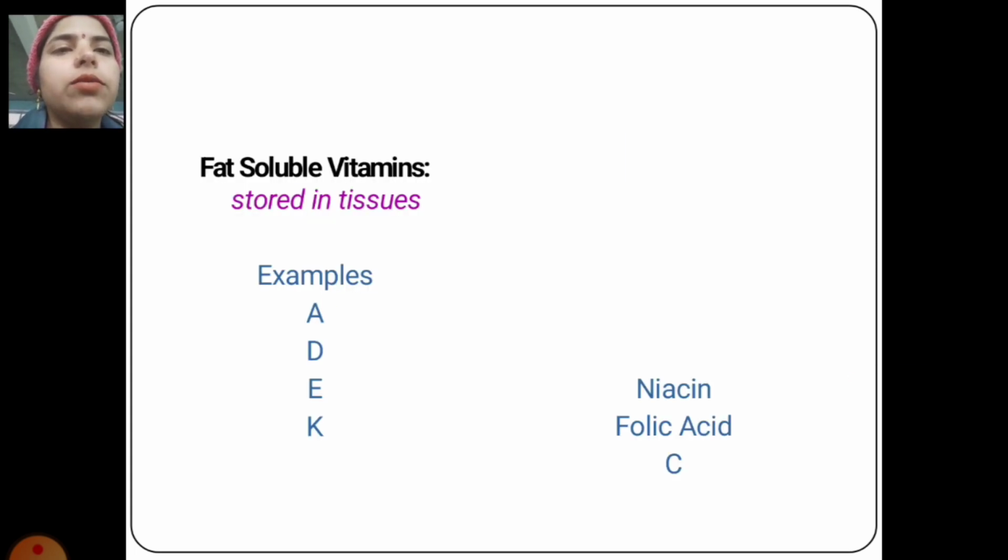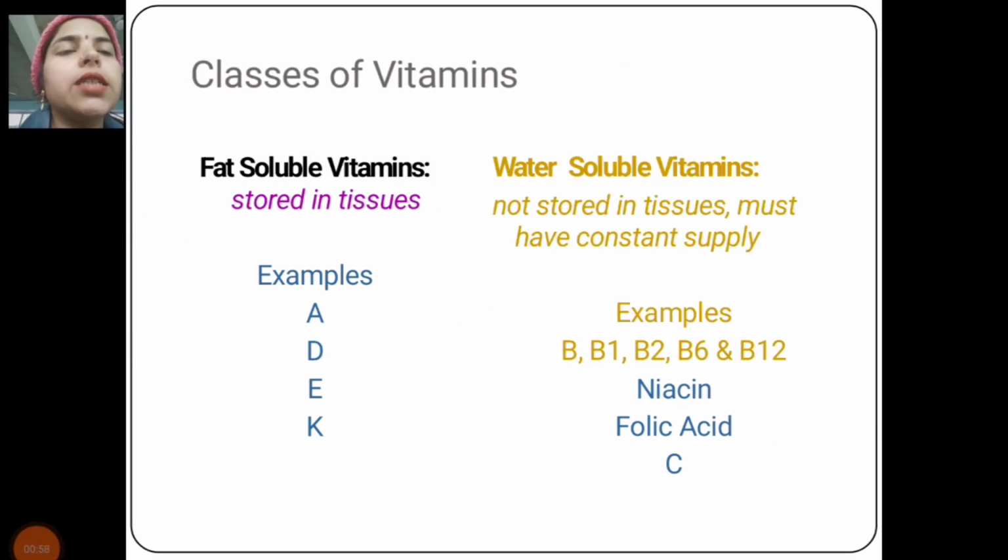Next are the fat soluble vitamins, stored in the tissue. Examples of these vitamins are A, D, E and K. Niacin, folic acid and vitamin C. These are the classes of vitamins. Next are the water soluble vitamins, not stored in tissue and must have a constant supply. Examples are B1, B2, B6 and B12, niacin, folic acid and vitamin C.